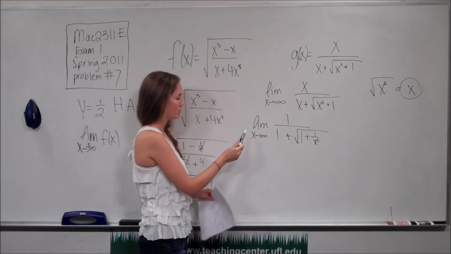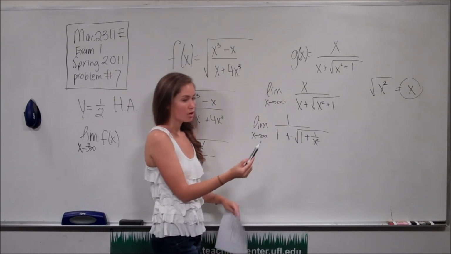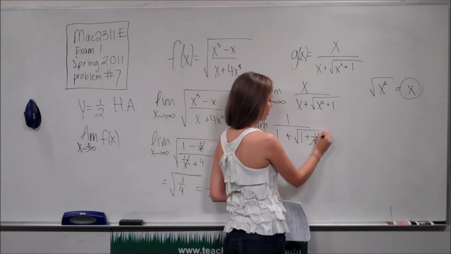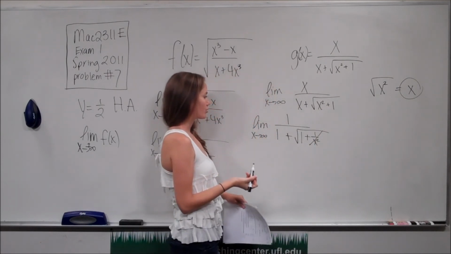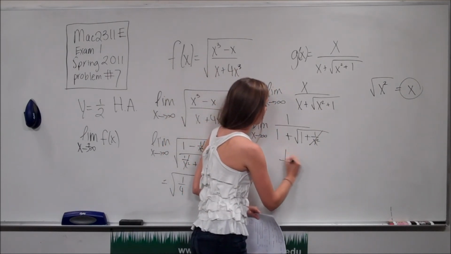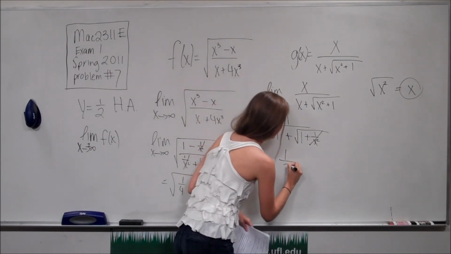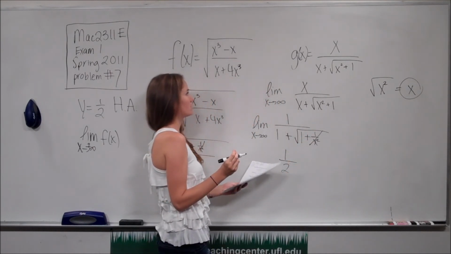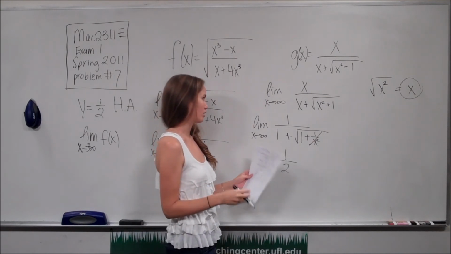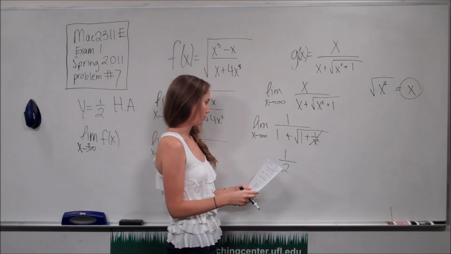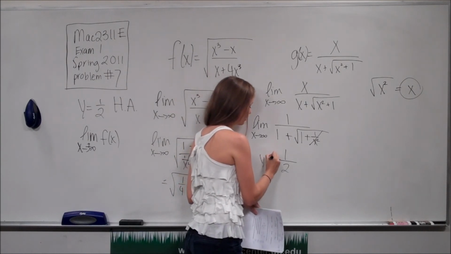Now when we take the limit as x approaches infinity of this, we know that this term is just going to go to 0, so it cancels out. We're left with just 1 over 1 plus the square root of 1, which is just 1, so all over 2. So this function g of x also has a horizontal asymptote at y equals 1/2.